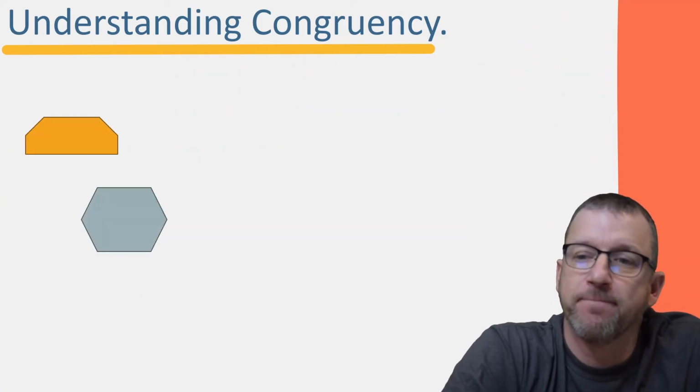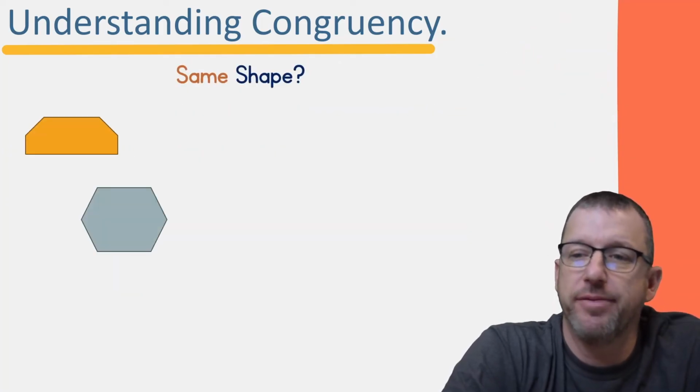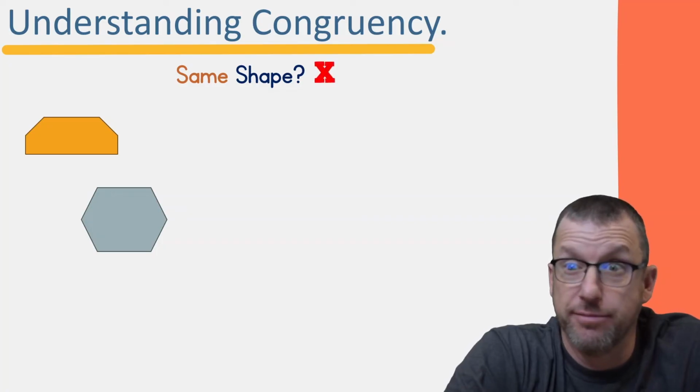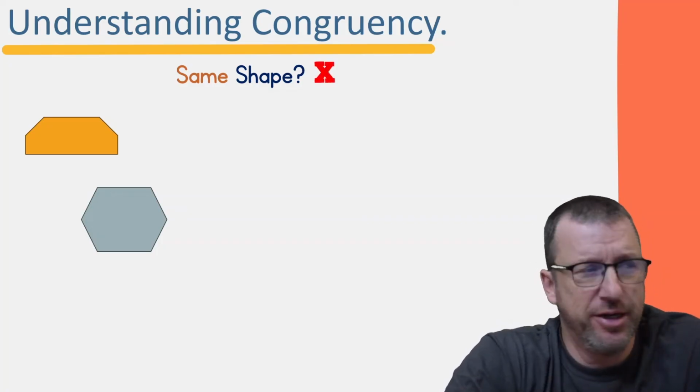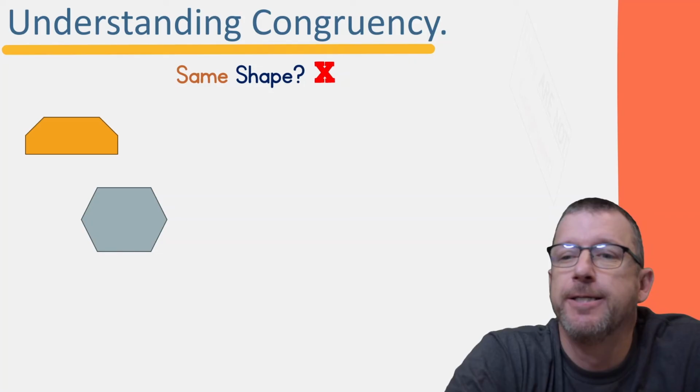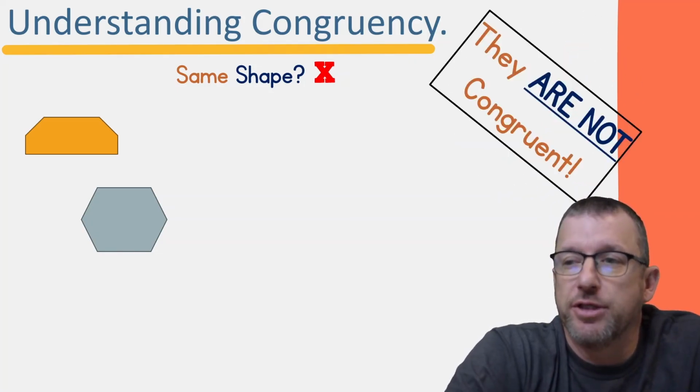All right. What about these two? Are they the same shape? No, then they're not congruent. That's the easiest one, right? If they're not the same shape, then they're clearly not congruent. These are not congruent. So let's go on.